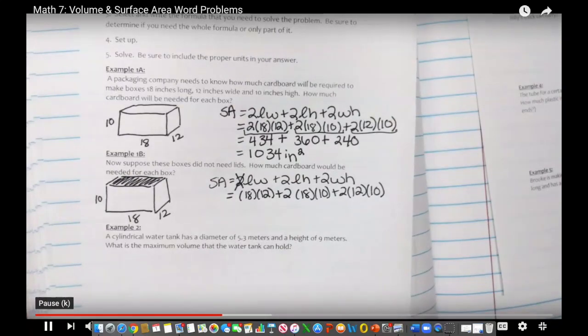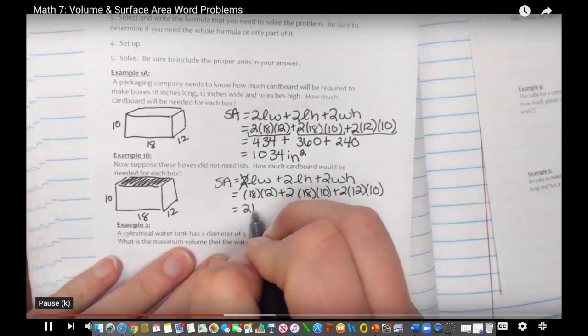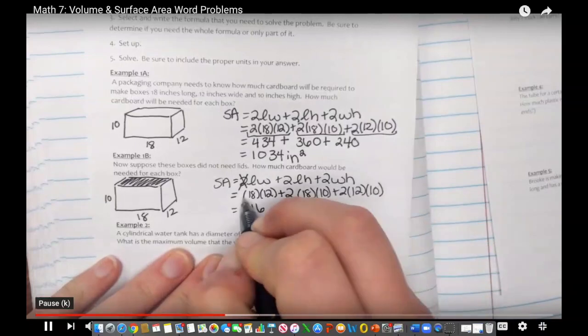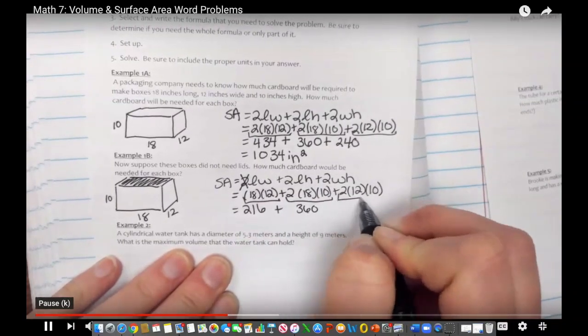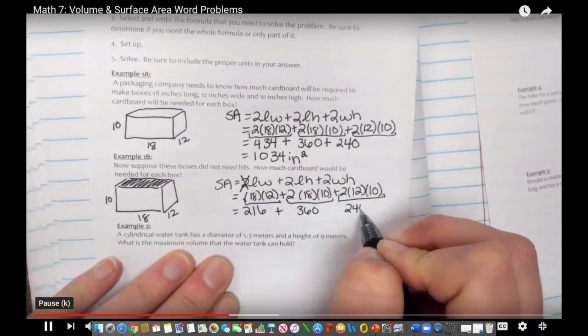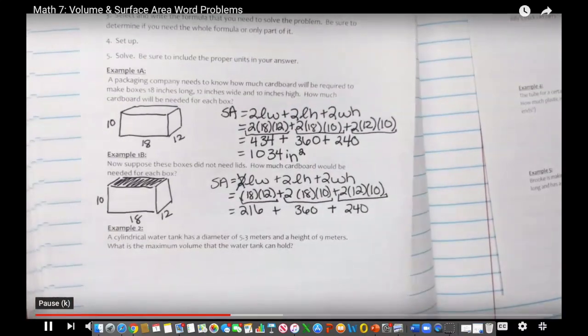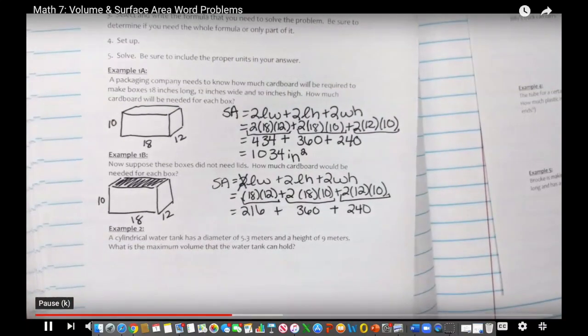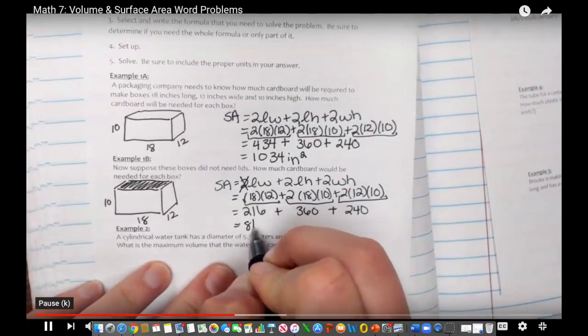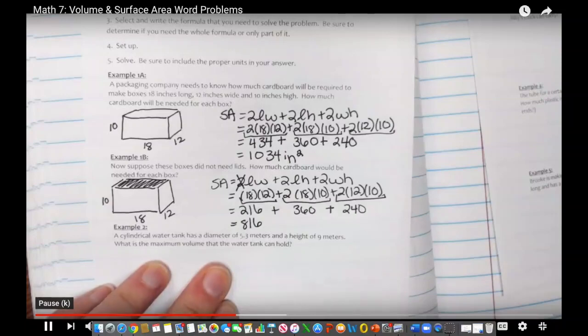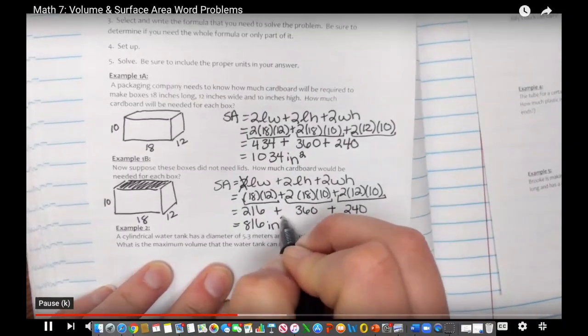18 times 12 gives me 216. Multiply those 3 numbers, I get 360. And multiply those 3 numbers, I get 240. If I find the sum of 216 plus 360 plus 240, I get 816. This is still a surface area question, so it's going to be measured in inches squared.